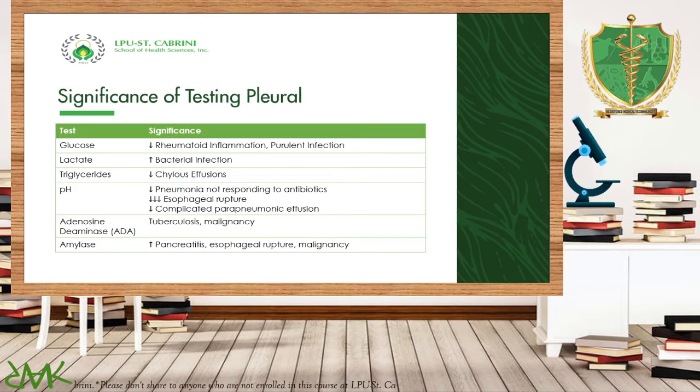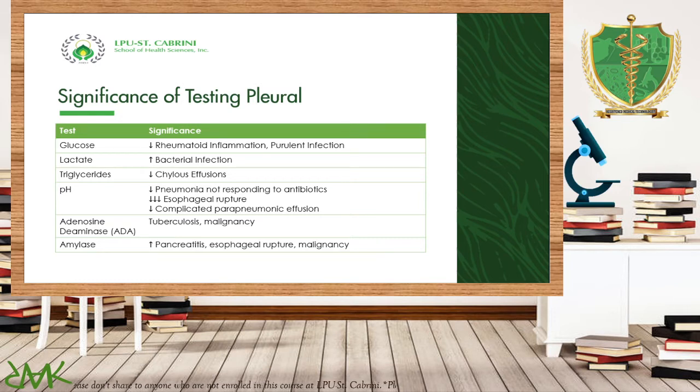Now, the significance of testing your pleural fluid. If we have a decrease in glucose, that is seen in rheumatoid inflammation or even in purulent infection. For lactate, well, of course, that has an inverse relationship with glucose. The greater the glucose being metabolized, the higher the lactate level will be, and lactate is increased in cases of bacterial infection. You all know why it is like that.